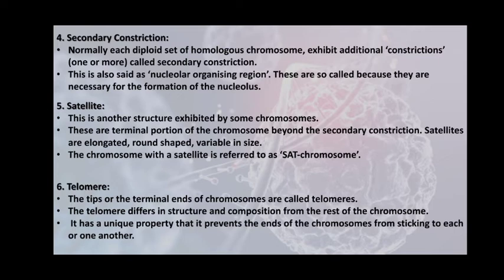Some parts of these constrictions indicate sites of nucleolus formation and are called nucleolar organizing regions or NORs. The nucleolus in the nucleus remains associated with the NOR of the secondary constriction site. The chromosome may have a rounded or elongated body at its end. The rounded body is connected by a thin chromatin filament. It is called a satellite. In diameter, it is equal to or smaller than that of the chromosome on which it is present. Satellite-bearing chromosomes are called SAT chromosomes.